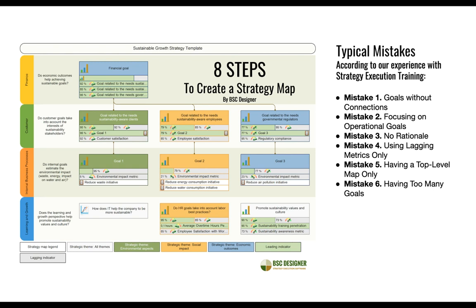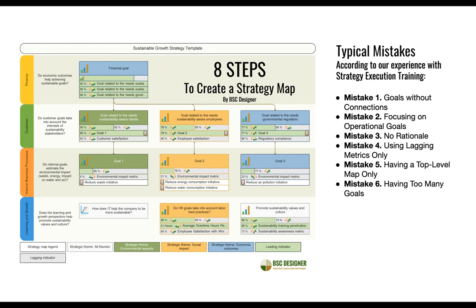Why does it happen? It happens because of mistake 2, because of having operational goals in a strategy map. It happens because of mistake 5, not cascading your top level strategy map to lower levels. So you mix everything in one map. So if you have this situation, consider reviewing your strategy map.